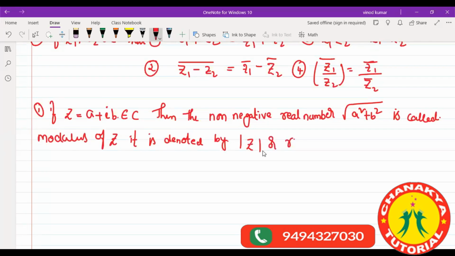Basically, the modulus of a complex number means the distance from the origin to the complex number. The origin is (0, 0) and the complex number is (A, B). So square root of (A minus 0) whole square plus (B minus 0) whole square, that is square root of A square plus B square. It is the distance from the origin to the complex number in the complex plane or Argand plane.